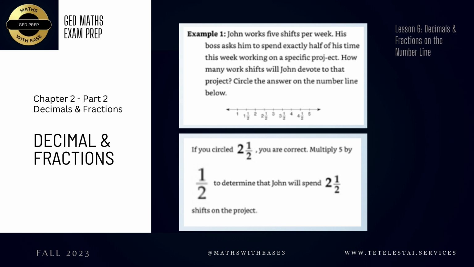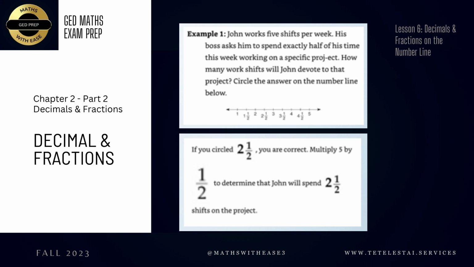And they're asking you to circle the answer. So if you circle 2.5 shifts, then you're correct, because simply you would multiply 5, the number of work days, by 1/2. Okay. And that determines that John spends 2.5 shifts on the project. Okay.